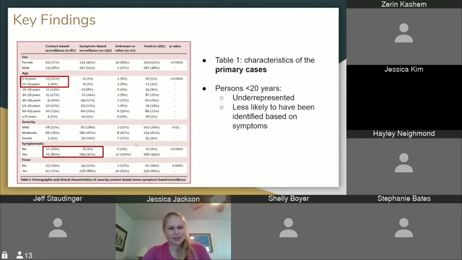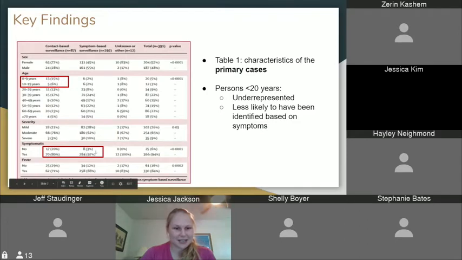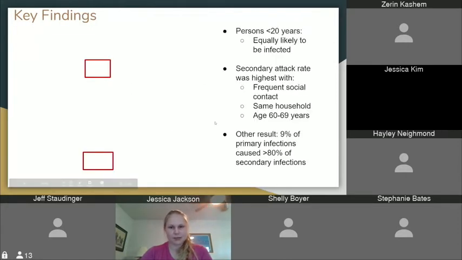And then another thing that you'll note is that most of the people who were identified were symptomatic, particularly with symptom-based surveillance. I'm actually not really sure why it says no for symptoms on 8 people who were identified via the symptom-based surveillance, but that's a stat they have there. And then with contact-based surveillance, 20% were asymptomatic when they were identified, in this primary group.